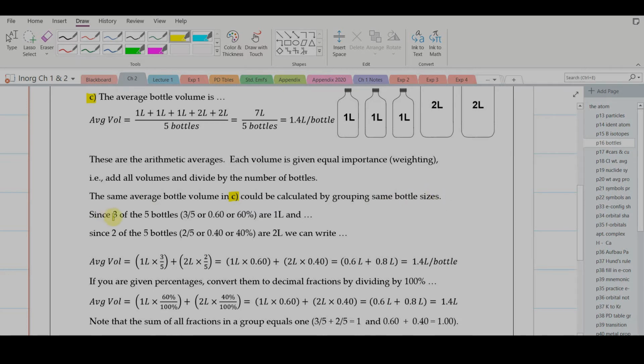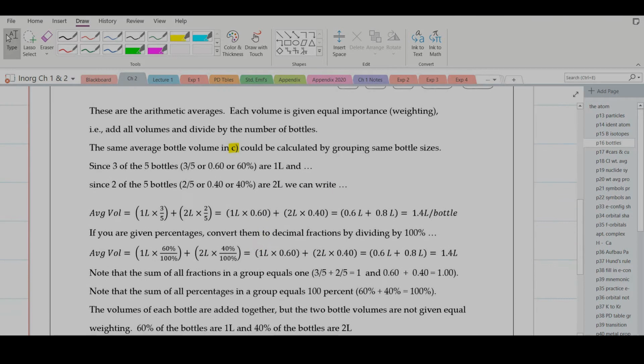There's 3 of the 5 bottles, or 3/5, or 0.6, or 60% are 1 liter, and 2 of the 5 bottles, that's 2 out of 5, or 0.4, or 40%, are 2-liter bottles. So we can actually calculate it this way. We can say the average volume is 1 liter times 3/5 of the total, plus 2 liters times 2/5. That would be 1 liter times 60%, or 0.6, plus 2 liters times 40%, or 0.4. Notice these percentages add to 100, the fractions add to 1, so we know we have the whole sample included here. That works out to be 0.6 plus 0.8 is 1.4 liters per bottle.